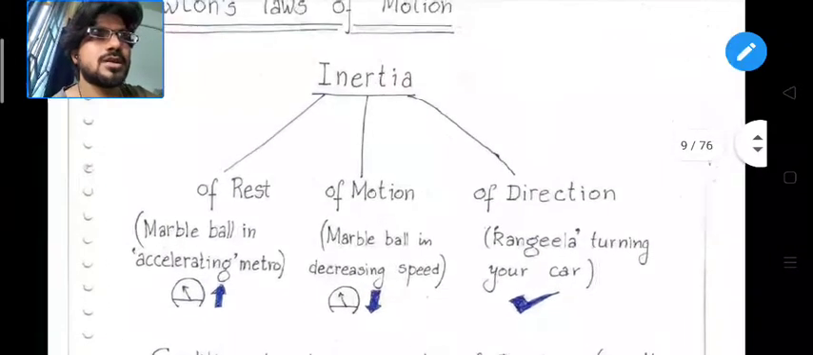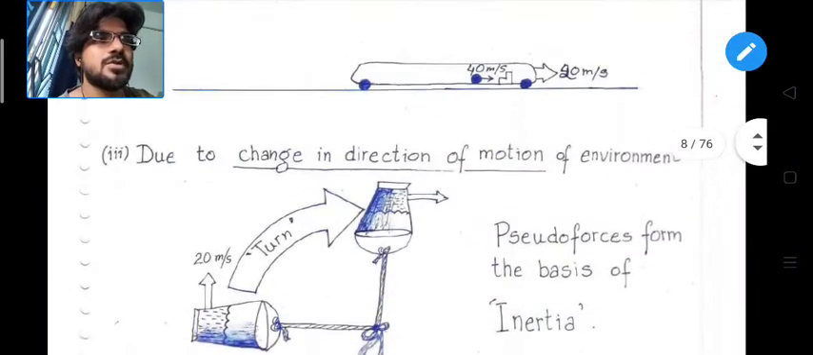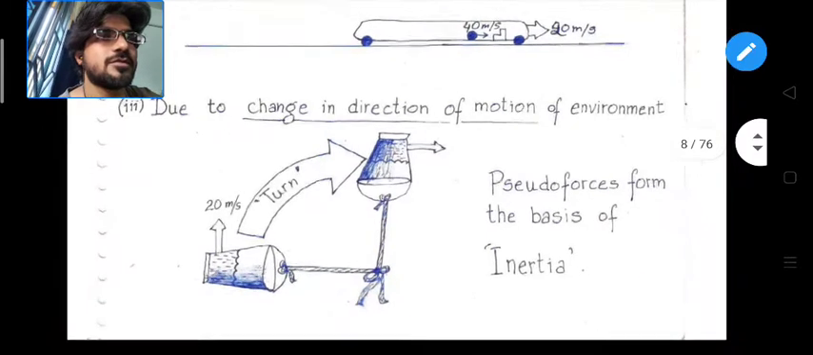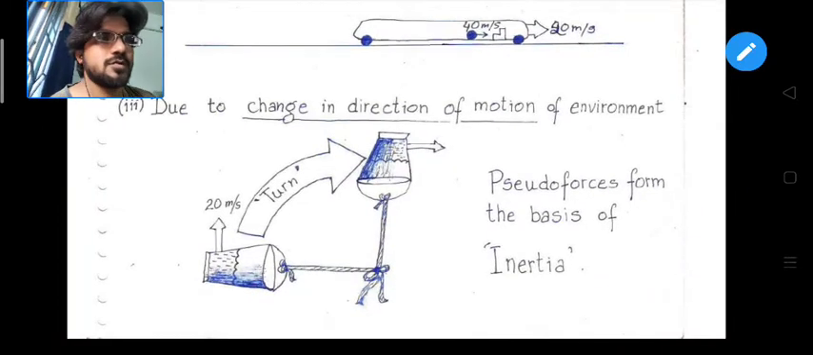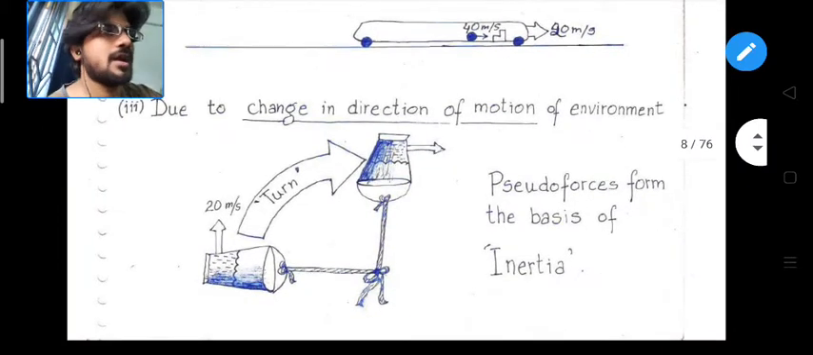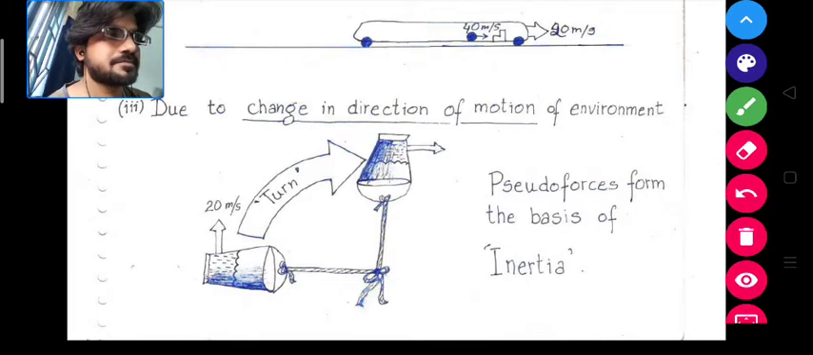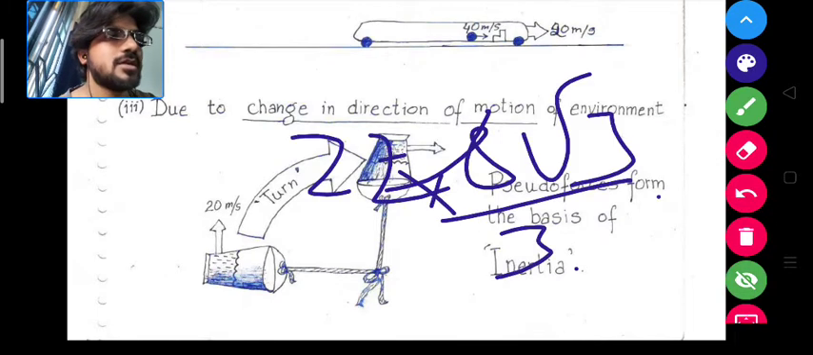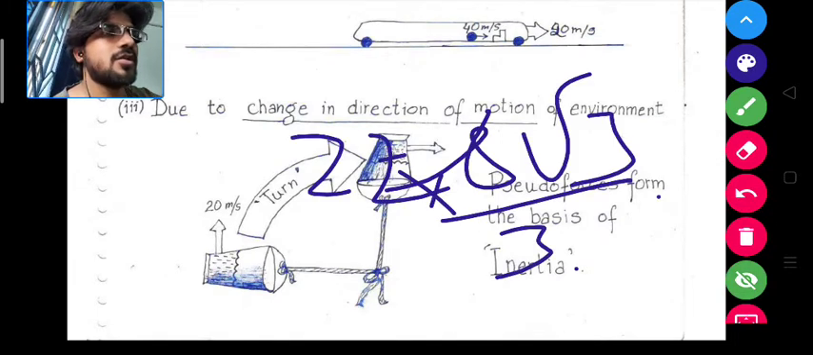Before we start a new chapter, let me explain to you one application of centrifugal force. So if you fill a bucket and you give it a turning effect and rotate it in a horizontal circle, you know what is a horizontal circle?